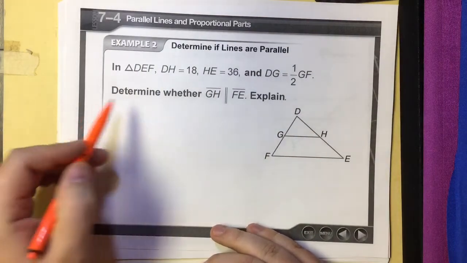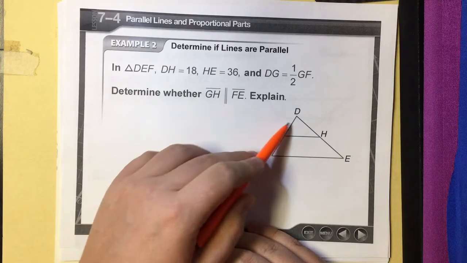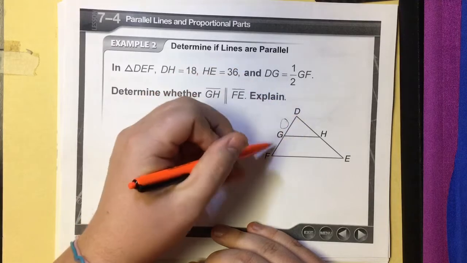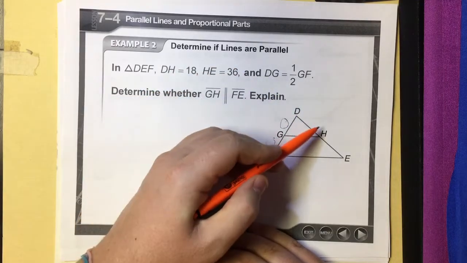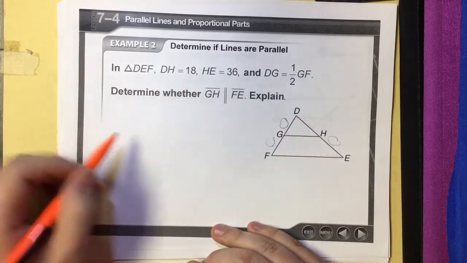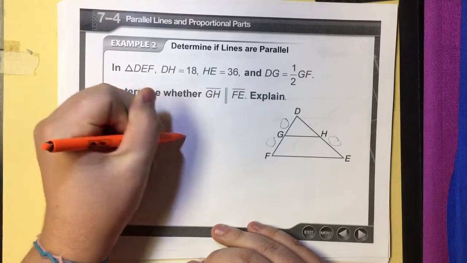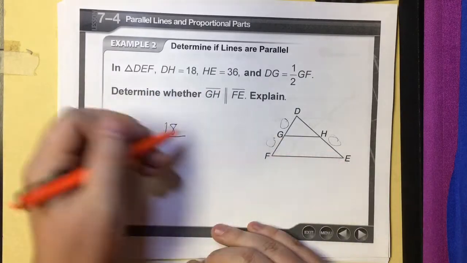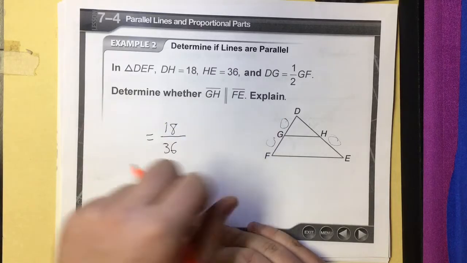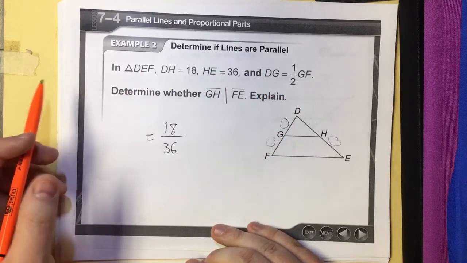So here we go. It says determine whether they are parallel. So if those are parallel, these lengths have to be proportional. So this length here over this length here has to be equal to this length right here over this length right here. So that tells me DH is 18. HE, it says, is 36. They don't give me numbers for DG and GF, but they do tell me this right here. DG equals half of GH.